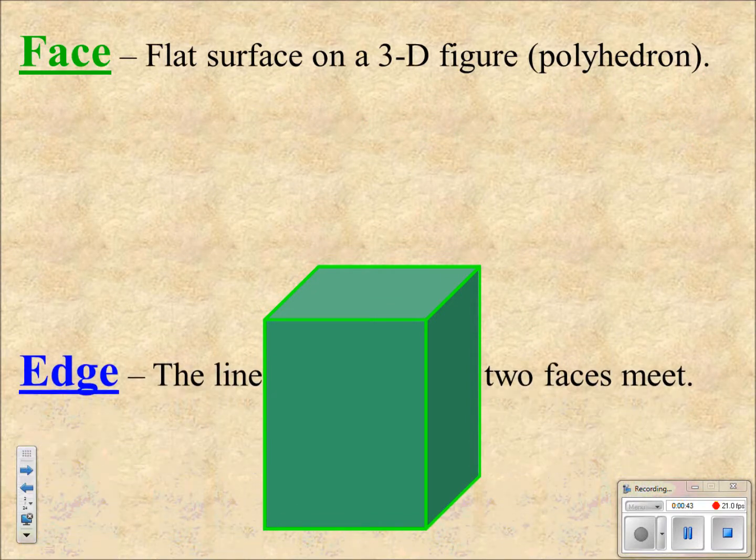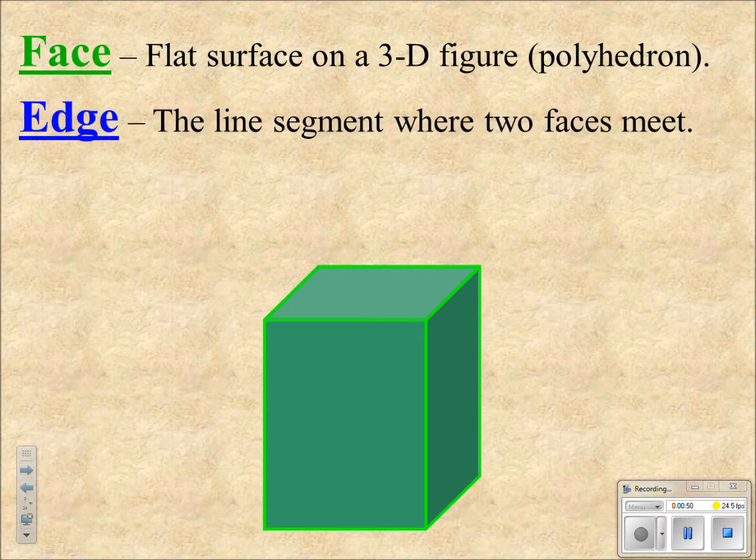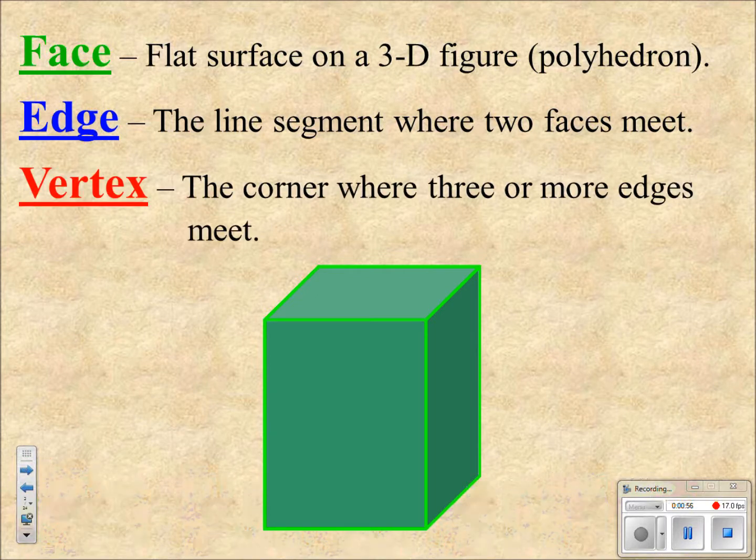A face is a flat surface on a three-dimensional polyhedron. An edge is the line segment where two faces meet, and a vertex is the corner where three or more edges meet. So first, let me point out the face. Now, the face is just all the flat sides.